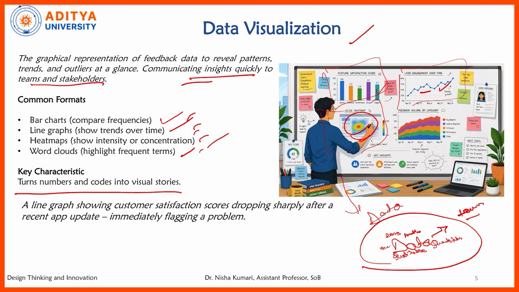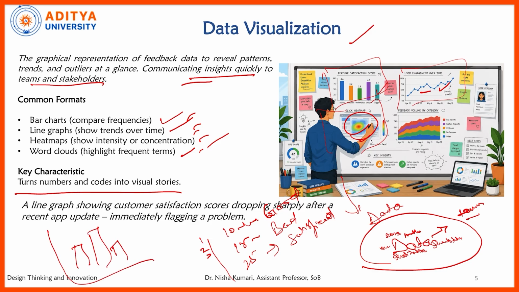Whatever numbers you assigned, 1, 2, 3, 4, or if you are getting 10 users saying good, 15 users saying bad, 25 saying satisfied. Now rather than mentioning sentences or statements, we can create one graph, and by this we can get to know what responses there are from the users by visualizing that data.